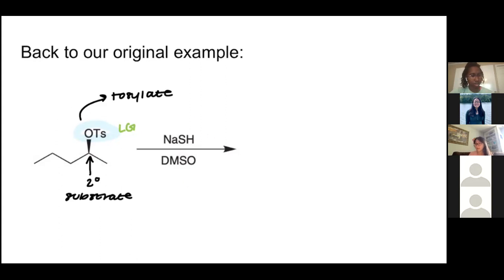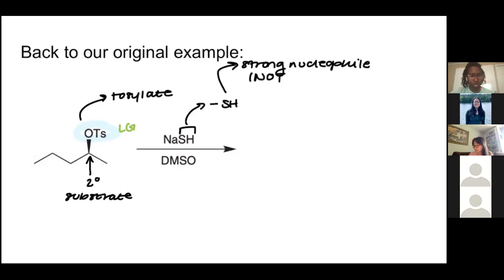So we have NaSH. Remember, like Sydney mentioned, the most important part here for us is going to be this SH minus. This Na will just be Na plus, a spectator ion. So SH minus, you may remember from before, is going to be a strong nucleophile, but really not a great base. So I'm going to say not a strong base. And then we also have DMSO. I went over this a couple times. Polar aprotic solvent.